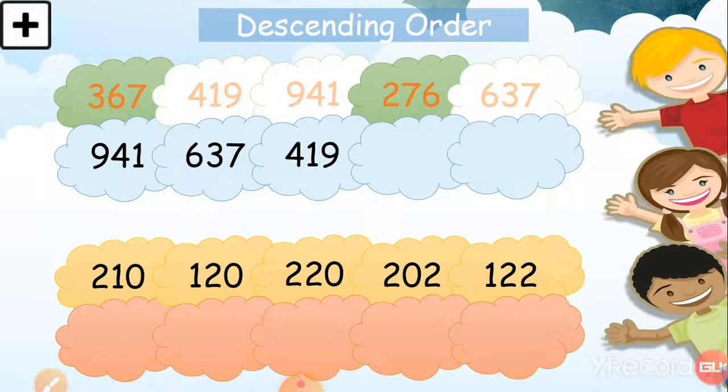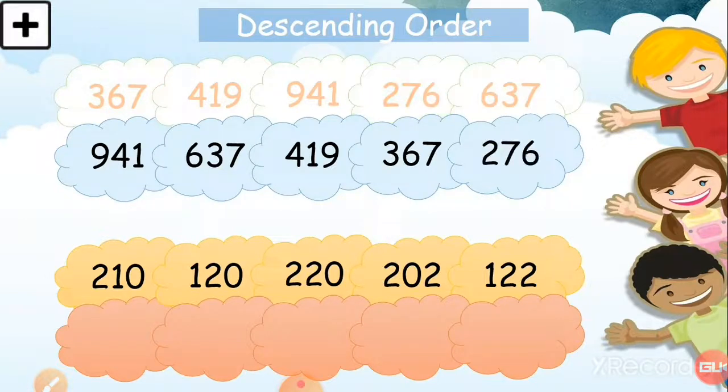Now there are 2 numbers left, 367 and 276. I request all the students to please note down this descending order in your book. So the fourth cloud gets the number 367, right? Then the last one, as you all know, is 276. Please note down these numbers and also the answer, students, so you can understand easily.